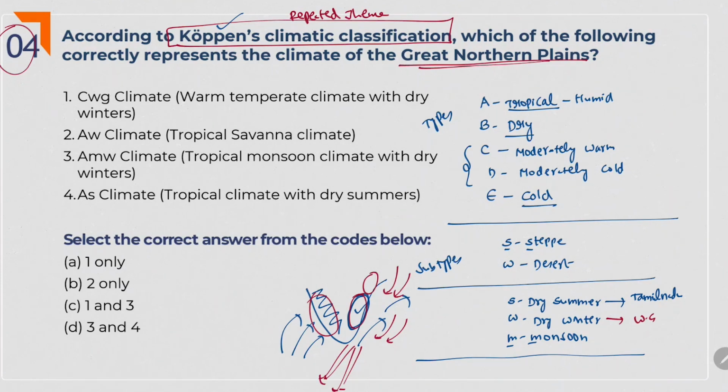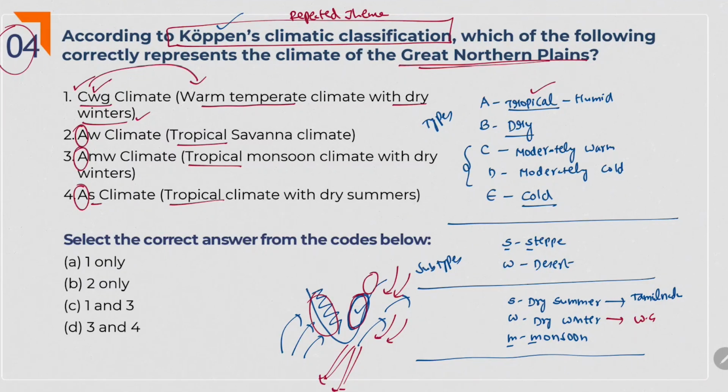Now we will see the options given in the question. CWG climate. What is C? C is moderately warm. W goes with dry winter. So here they are giving that warm temperate climate with dry winter. Yes, C goes with warm temperate and W goes with dry winter. So this is the right option. And coming to second one, they mentioned capital A. Capital A goes with tropical area. So here also they mentioned tropical, tropical, tropical. So it is right. And coming to small w, it is dry winter.